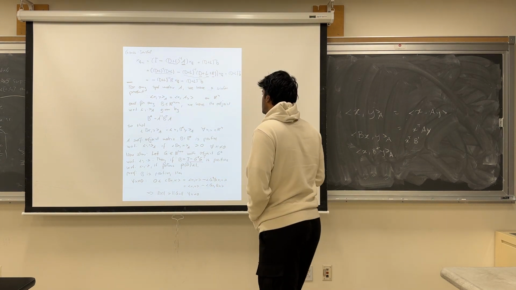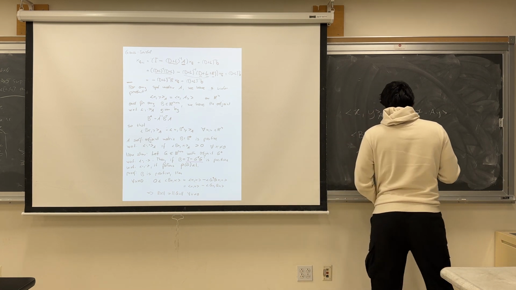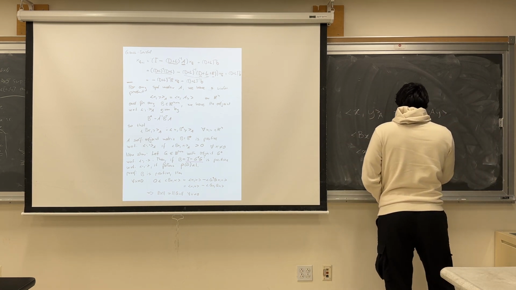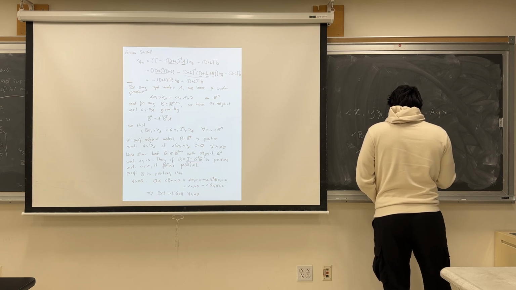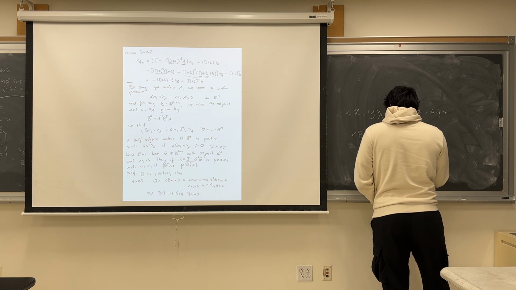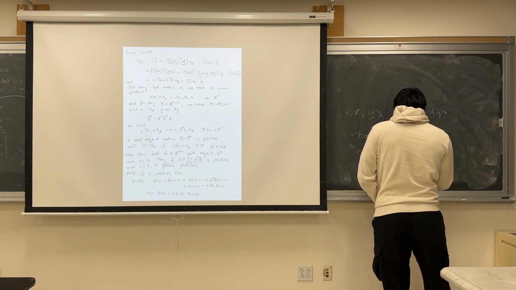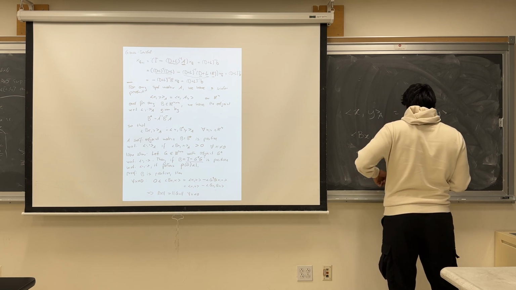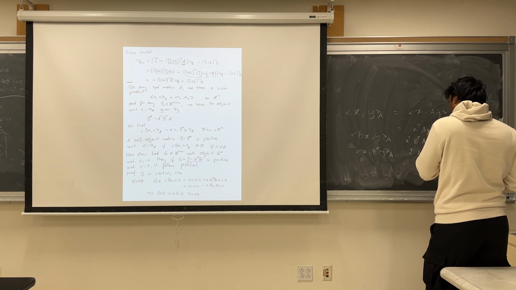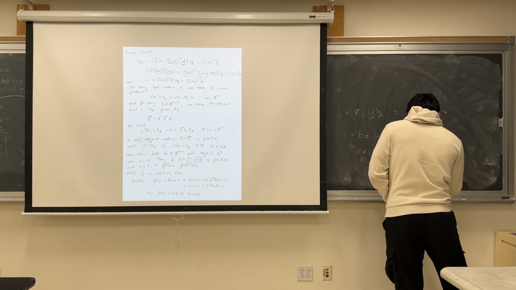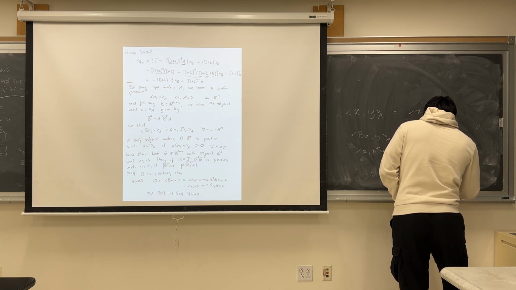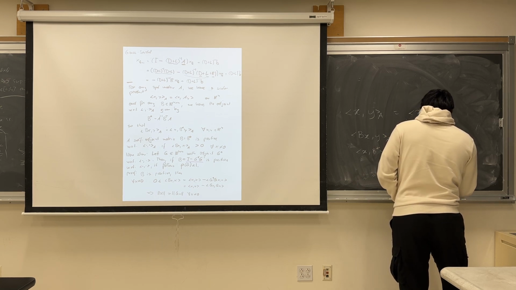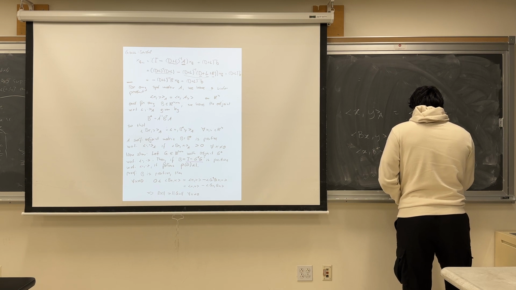My notes say it's only for real. So let me assume that it's only for real. B transpose A, this is the same as x transpose A B star y. That means B transpose A is equal to A B star. Therefore B star is A inverse B transpose A.